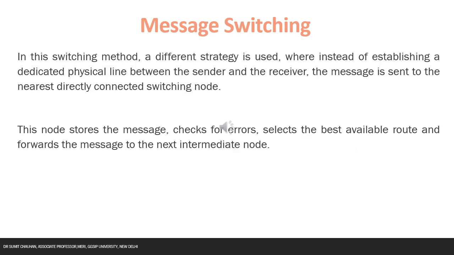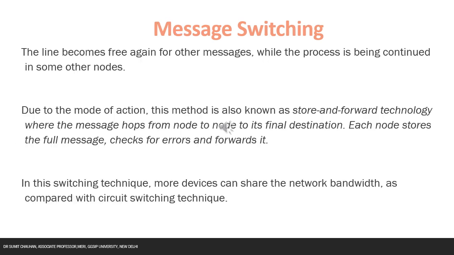The next is message switching. In this switching method, a different strategy is used where instead of establishing a dedicated physical line between the sender and the receiver, the message is sent to the nearest directly connected switching node. This node stores the message, checks for errors, selects the best available route and forwards the message to the next intermediate node. The line becomes free again for other messages while the process is being continued in some other nodes.